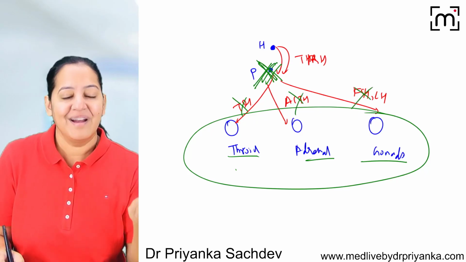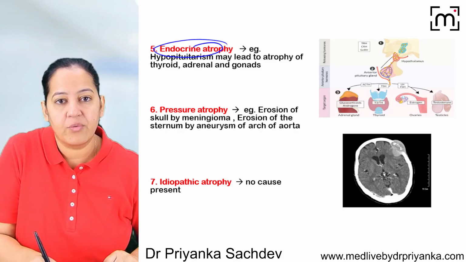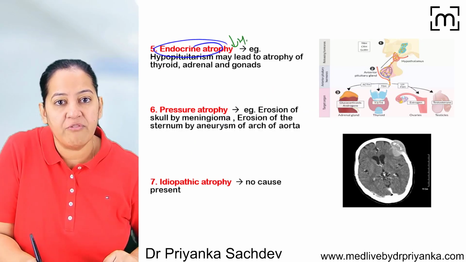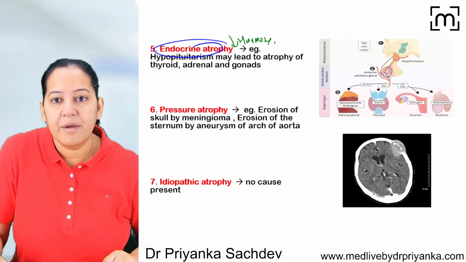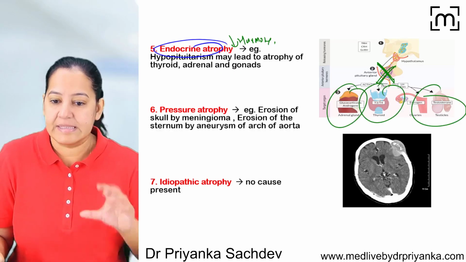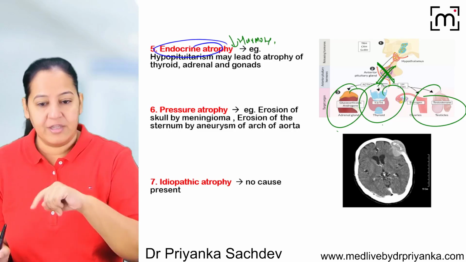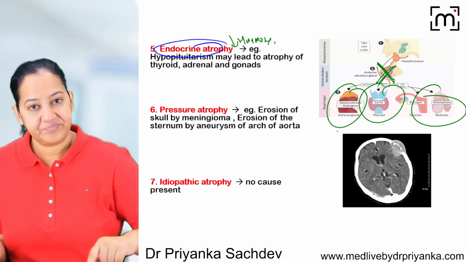absent. It is known as endocrine atrophy because of deprivation of hormone. So endocrine atrophy is due to deprivation of hormones because the pituitary is damaged. So all these organs are reduced in size: the thyroid, the adrenal and the gonads. So that is endocrine atrophy.